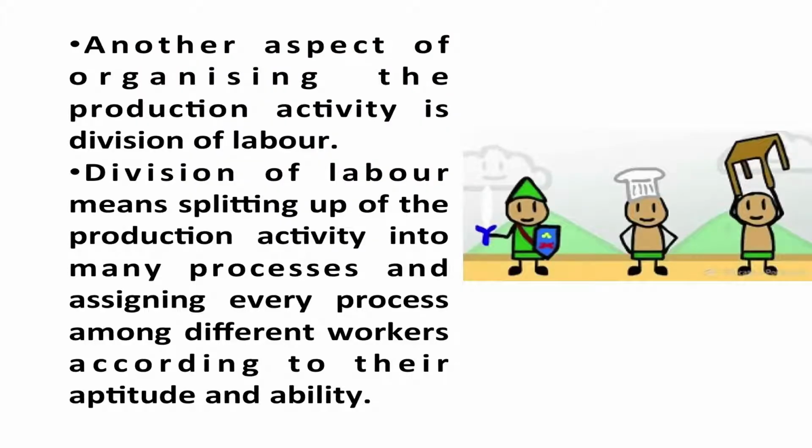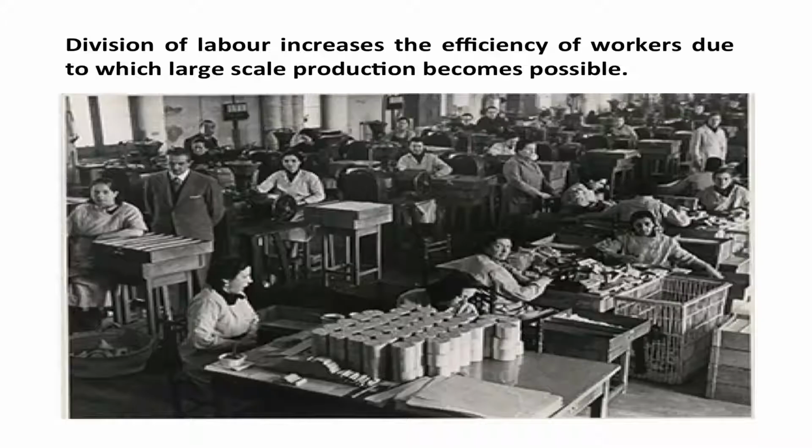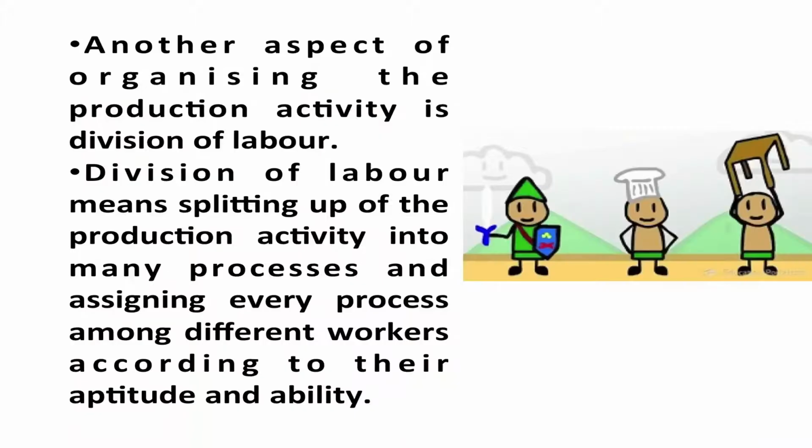Another aspect of organizing the production activity is division of labor. Division of labor increases the efficiency of workers, due to which large scale production or splitting up of the production activity is possible. It also leads to different processes and assigns every process to different workers according to their aptitude and ability. So, division of labor can also be studied as two types.